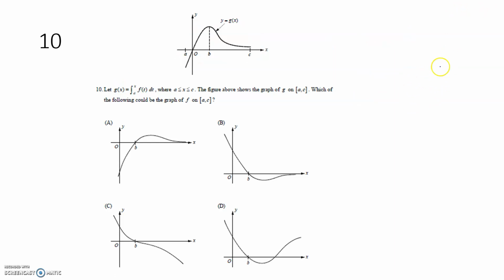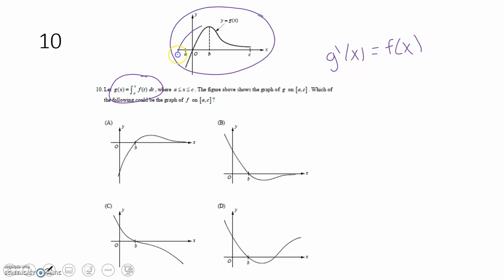All right, so question 10. Let g of x be the integral of f of t from a to x, where the interval is between a and c. The figure above shows the graph of g on the closed interval a to c. Which of the following could be the graph of f on a to c? So first thing we recognize is that g prime of x is in fact f of x. Meaning, in order to identify f of x, we'll be looking at the derivatives of this. Well, notice here that on the interval from a to b, we can see that the slopes are positive, and that from b to c, we can see that the slopes are negative.